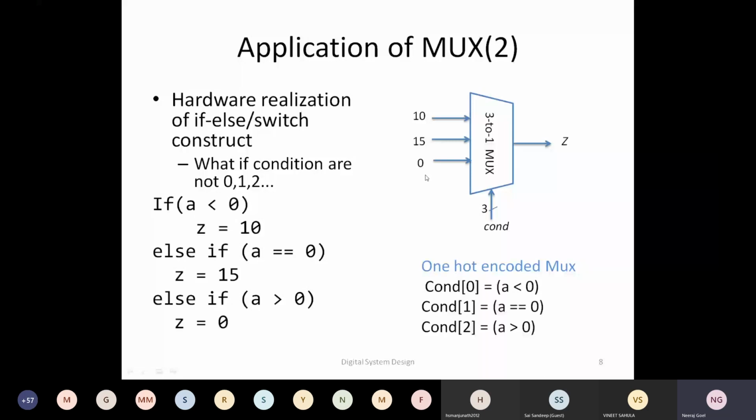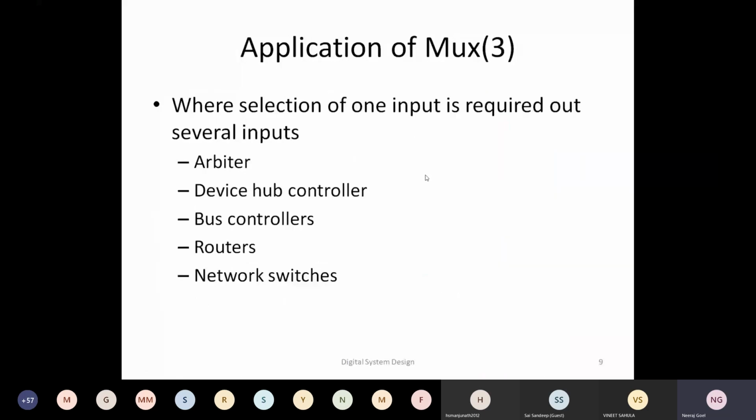Can there be other applications? Yes, there are many other applications. Wherever the designer is selecting one input out of several inputs, we'll use a multiplexer. There could be several examples in a designer's life. For example, an arbiter is a component which resides in buses and controllers, which will take multiple inputs and arbitrate which of the inputs should be connected to the output. Similarly, there's a device hub controller.